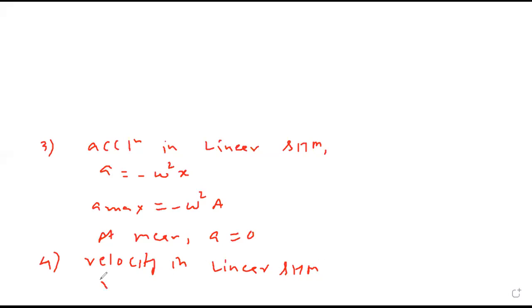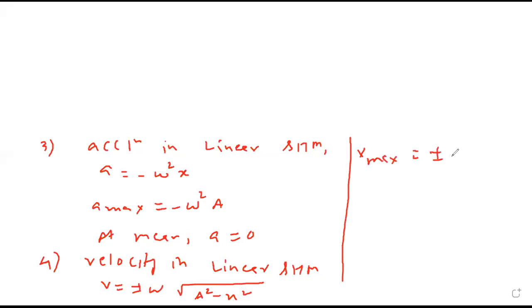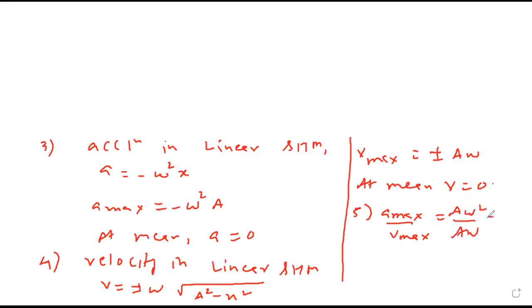Velocity in linear SHM: v is plus or minus omega root of a square minus x square. Therefore V maximum is plus or minus a omega. So a maximum upon V maximum will become a omega square upon a omega, that equals omega.